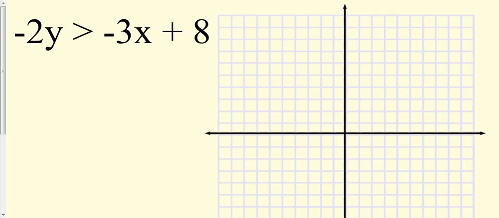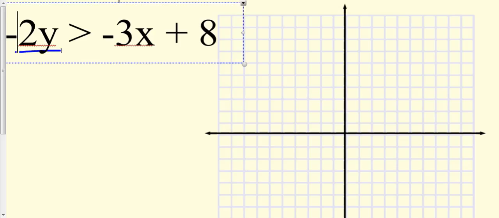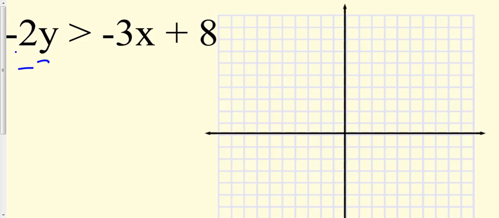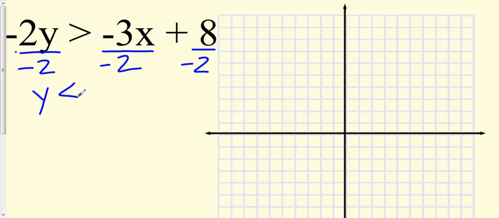Number 4, I have negative 2y is greater than negative 3x plus 8. So on this one, again, we have to put this into slope-intercept form. So all I have to do to put this one into slope-intercept form is divide by negative 2. And so when I divide by negative, I need to remember that my inequality sign will flip. So negative 3 divided by negative 2 is a positive 3 over 2. Don't change it to a mixed number. 8 divided by negative 2 is negative 4.